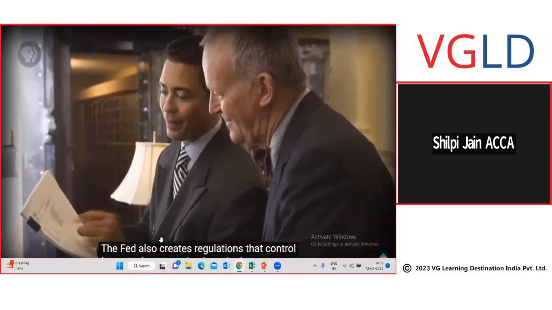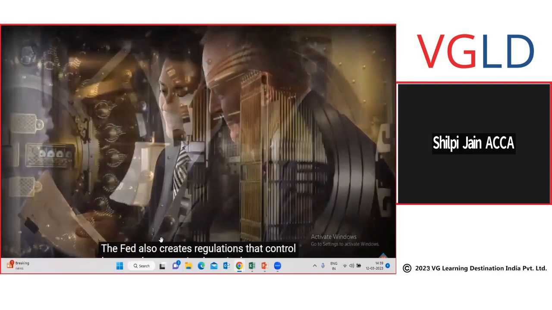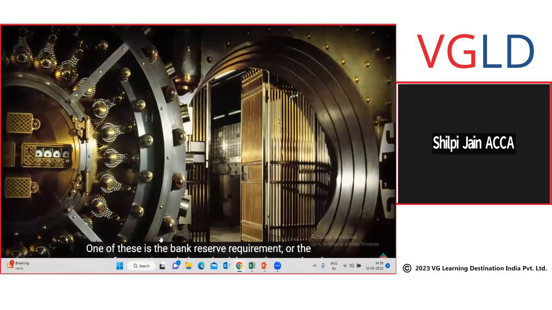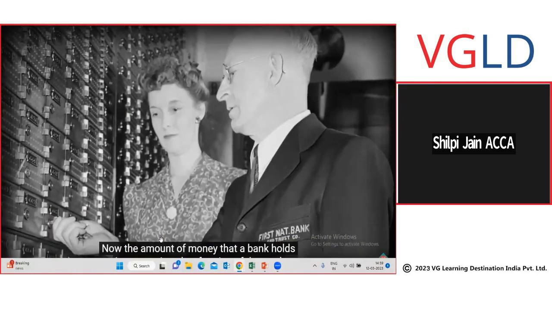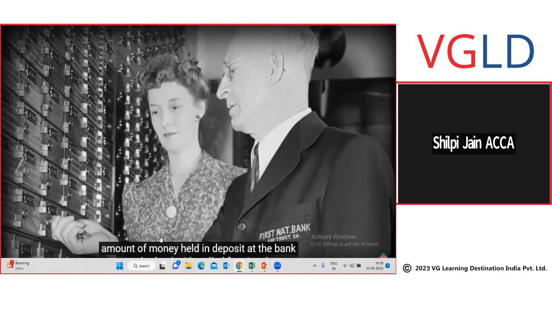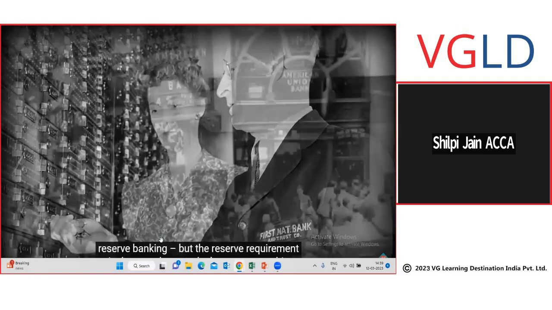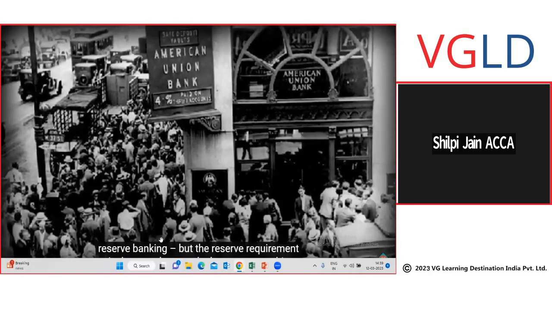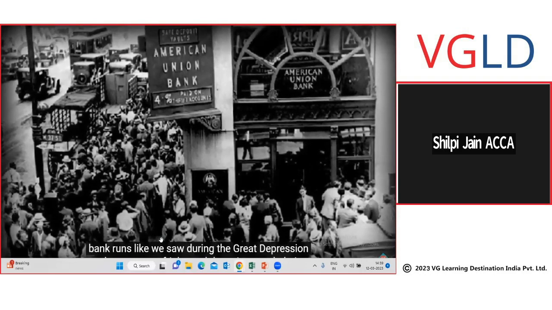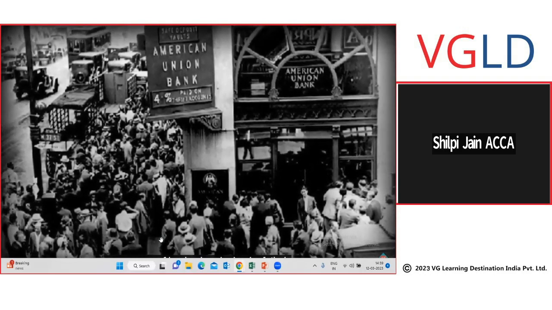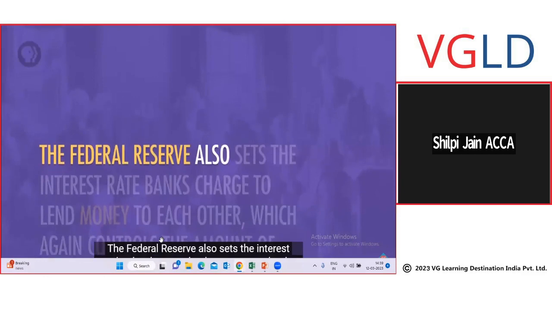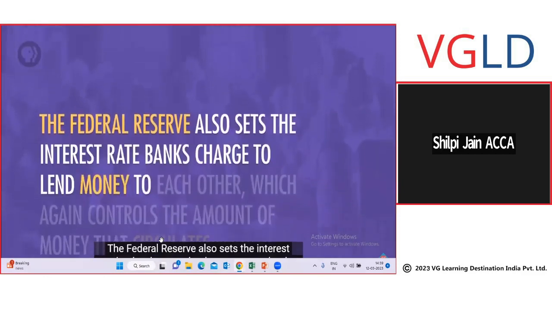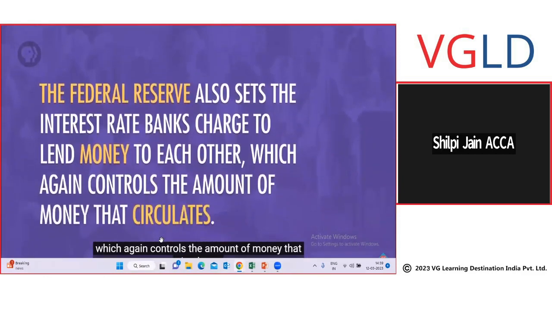The Fed also creates regulations that control how much money circulates in the economy. One of these is the bank reserve requirement, or the amount of money in cash that a bank has to have on hand. Now, the amount of money that a bank holds in reserve is only a fraction of the total amount of money held in deposit at the bank. That's why it's called fractional reserve banking. But the reserve requirement is there so that you don't get catastrophic bank runs like we saw during the Great Depression, when so many frightened depositors took their money out of the banks that the banks failed. Raising the reserve requirement reduces the amount of money in circulation, and lowering it pumps more money into the economy. The Federal Reserve also sets the interest rate banks charge to lend money to each other, which again controls the amount of money that circulates.